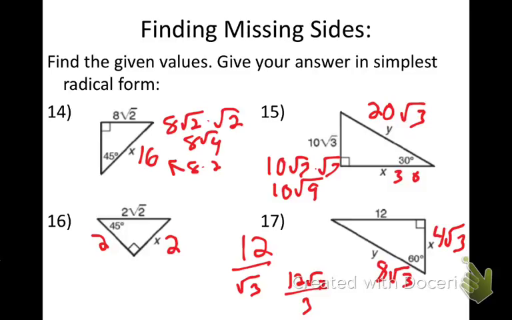Again, you have to notice what you are given. You have to notice, when am I given the hypotenuse, when am I given the longer side? The 45, 45, 90s are easier than the 30, 60, 90s. Let's keep track of it. Here's your assignment.